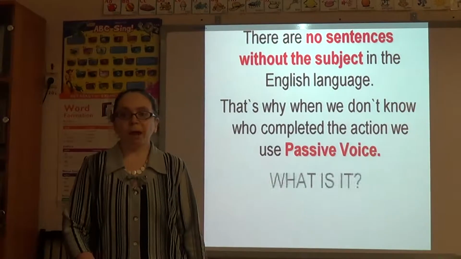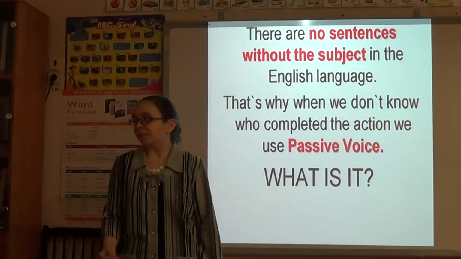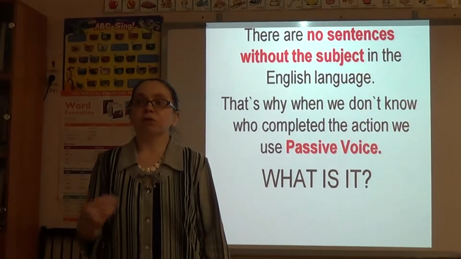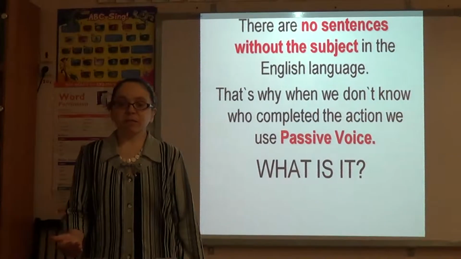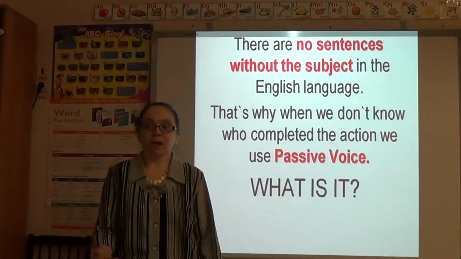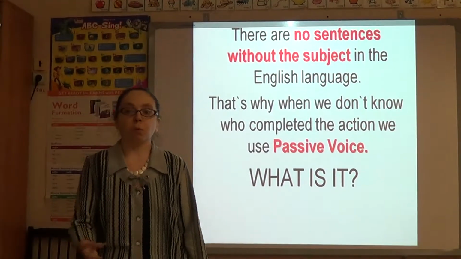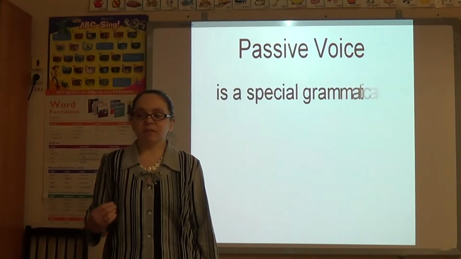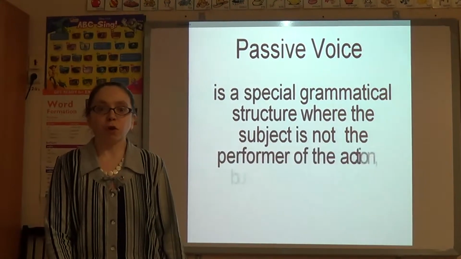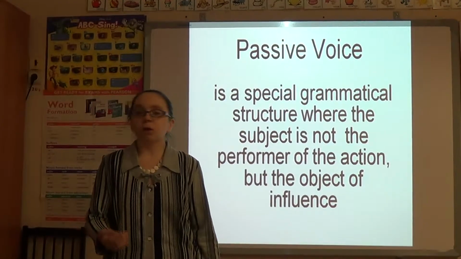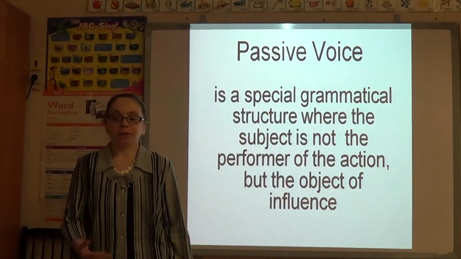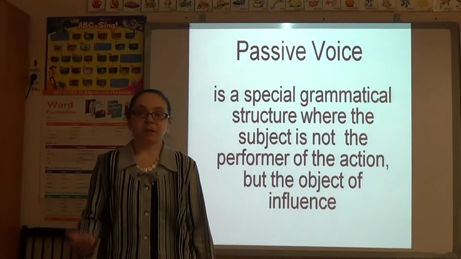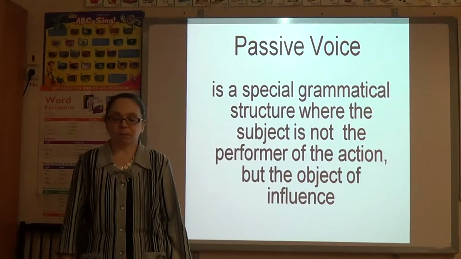In such situations, we use a special grammatical structure called passive voice, or the passive. What is it? Well, to find out, let's simply have a look at the word. What does it mean to be passive? Not to do anything. So, passive voice is a special structure that shows the subject was passive. When we make the sentence in the passive, we show that the subject was not the performer of the action, but the object of the influence.